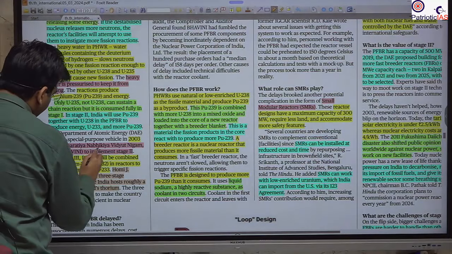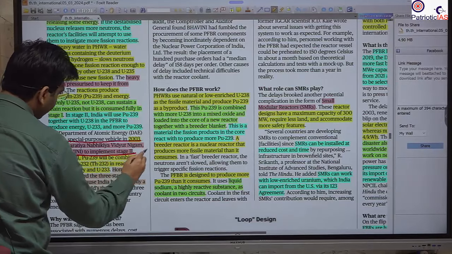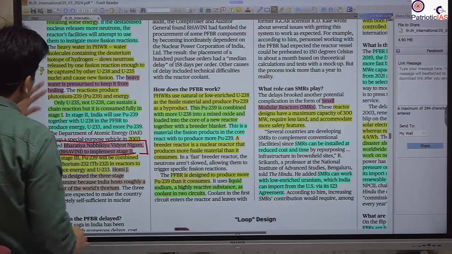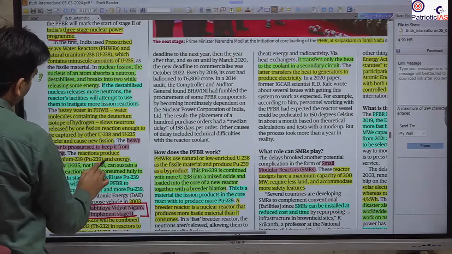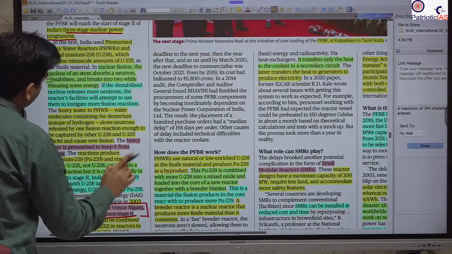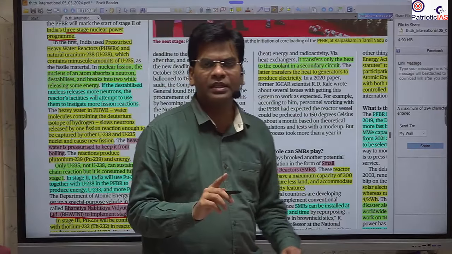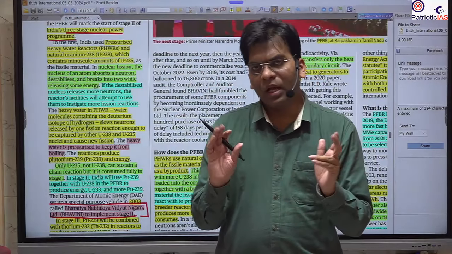This is the Bharatiya Nabhikiya Vidyut Nigam Limited. Please remember this. This is developing, and this is all about it. You should know that in the first stage there will be the generation of plutonium, and the plutonium will be used as the input into the second stage. You should also know that in the first stage the coolant and moderator will be heavy water.